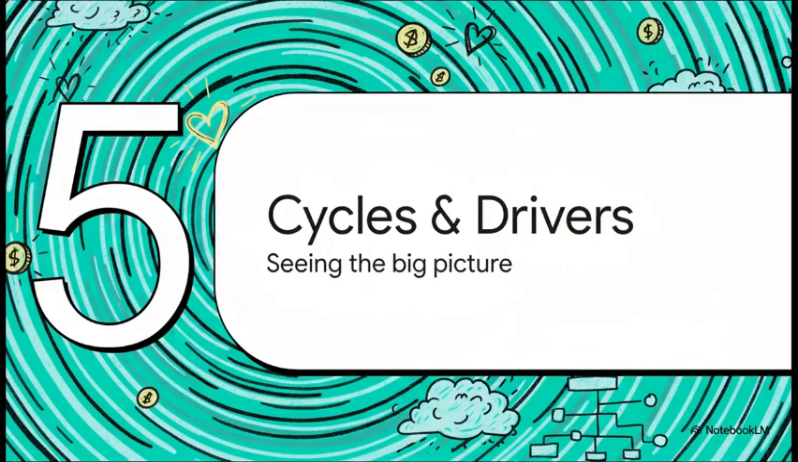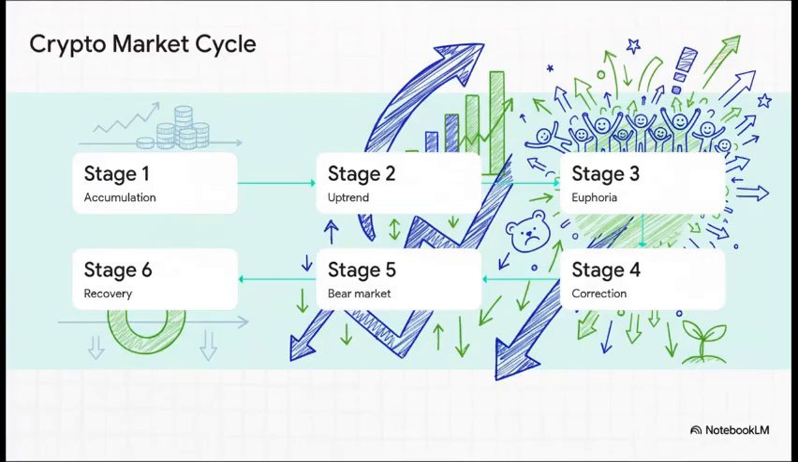Okay, enough about the daily weather. Let's zoom way out and look at the long-term climate. Because markets, and crypto markets in particular, never just move in a straight line. They move in these big, sweeping cycles. And these cycles are driven by two main things: raw human emotion and the actual, fundamental progress of the technology. And this cycle pretty much follows a predictable story.